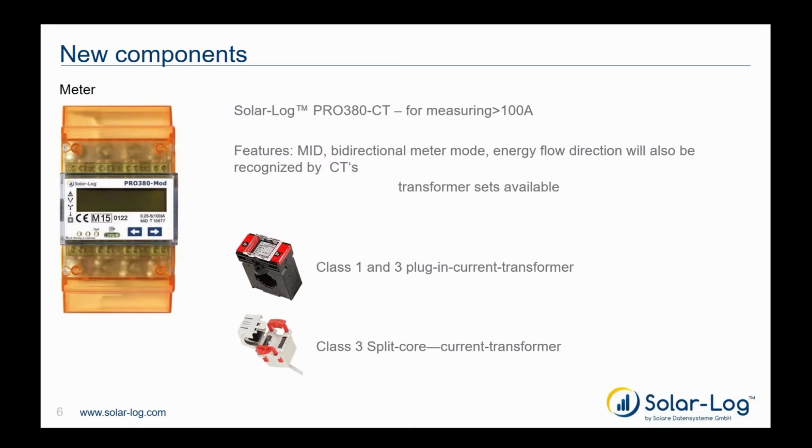In the area of meters, you all might know the SolarLog Pro 380 meter. This one is to measure up to 100 amps, and now there's a new version available. It's the SolarLog Pro 380 CT with current transformers. So this meter has the same features like MID, bidirectional mode, and the energy flow can also be detected with the CTs. You can get some transformer sets also from us. There are different types of transformers. I'm going to show you some of them now.